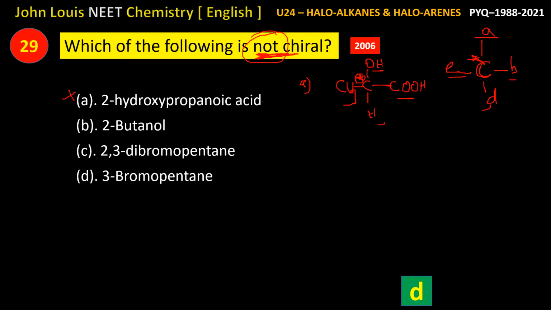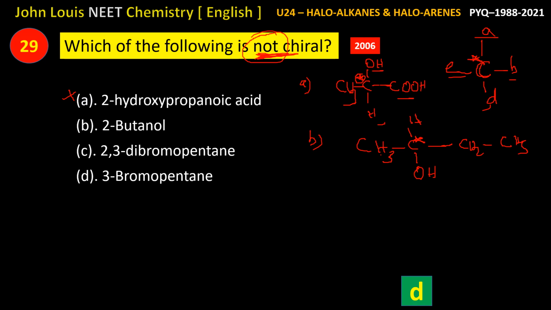Second one is 2-butanol. Therefore it should have 4 carbons and then 2-butanol, therefore it should be OH. Therefore if you complete it with hydrogen, CH3 here, it is CH and here it is CH2, here it is CH3. So this carbon is again chiral. See, it is bonded to hydrogen, methyl, hydroxy and ethyl group. Therefore this is also a chiral carbon.